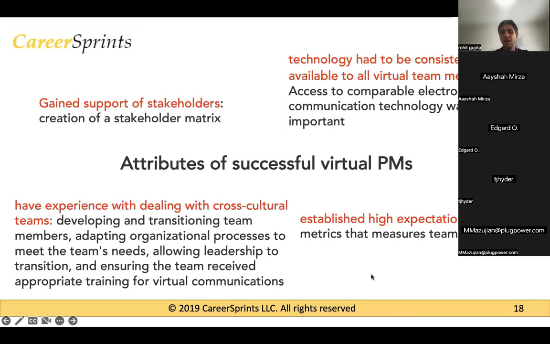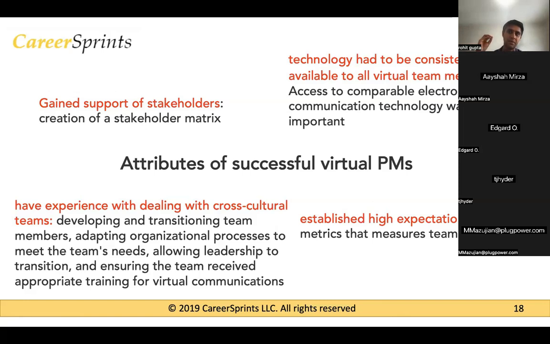Now let's see how a project manager can solve conflicts that happen in a virtual environment, right? This slide that I have created is from some material that I picked up from the PMI website. That article talks about research that was done, where virtual teams were studied.